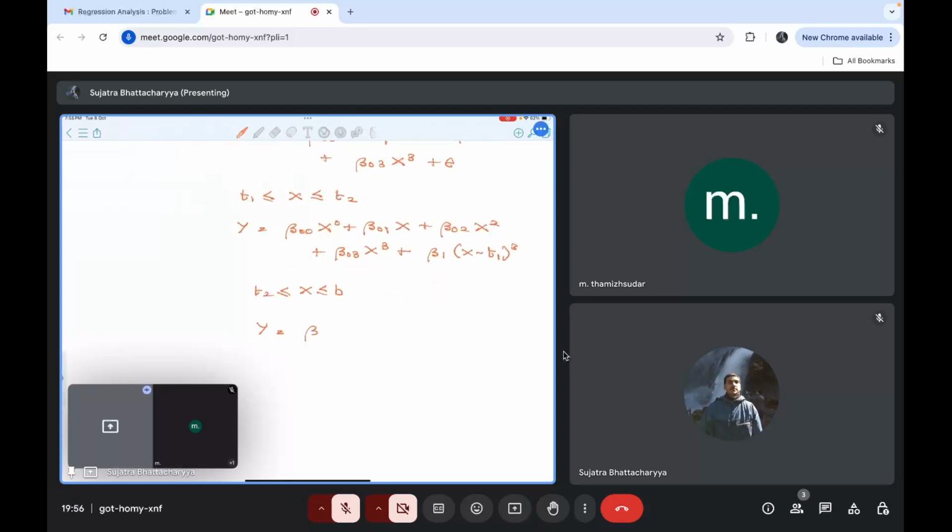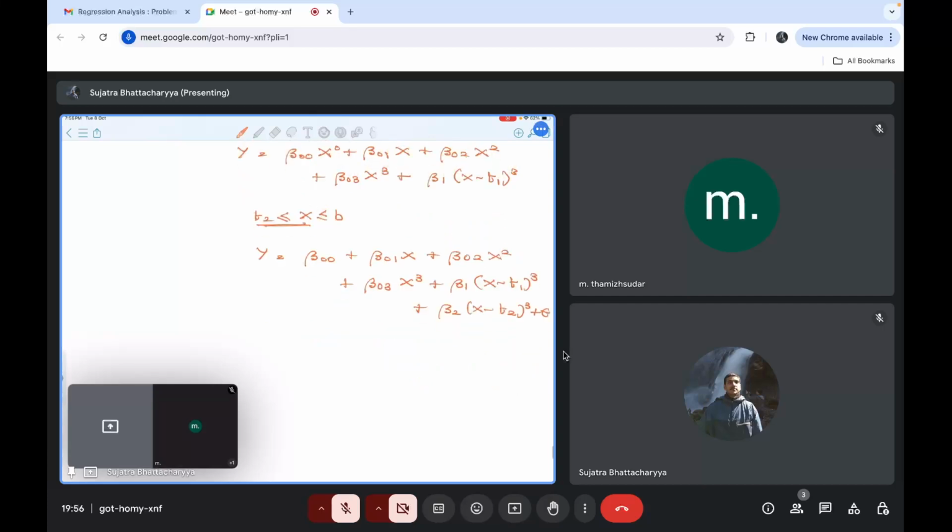So y will be the same: beta 0 0 x^0 plus beta 0 1 x plus beta 0 2 x square plus beta 0 3 x cube plus beta 1 (x minus t1) whole cube plus beta 2 (x minus t2) whole cube, because x is greater than both knots. To be remembered, the number of knots should be small. Two is enough.